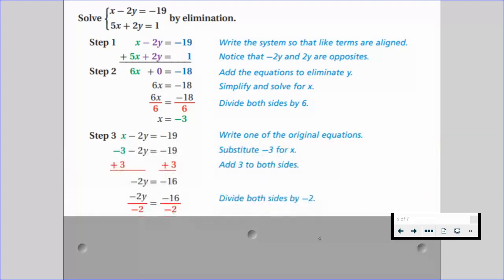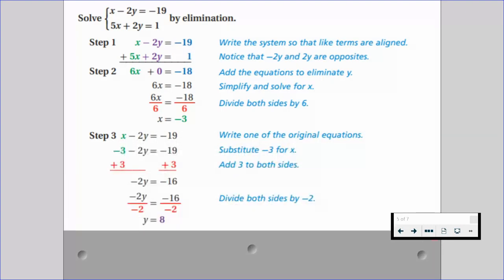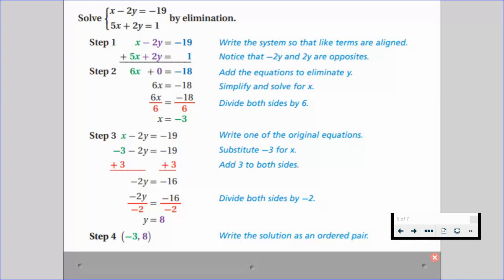When we do that, as you see, and pause it whenever you feel like you need to, you get y is equal to 8. Now that we know y is equal to 8, we write the solution as an ordered pair, negative 3, comma 8. And that's going to be our final answer, negative 3, comma 8. We're looking for the coordinate point, the solution to the system. And again, this one was more straightforward for us because we have opposite terms already. Negative 2y is the opposite of positive 2y, so we add them together and we get 0y. And then we get 6x is equal to negative 18.